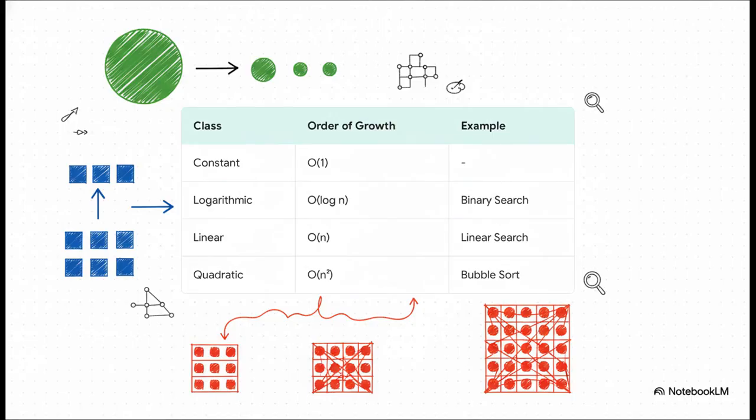The language we use for this is called Big O notation, and this chart gives a fantastic overview. At the top you have O of 1, or constant time. That's the dream. It takes the same amount of time no matter how big the input is. Then there's O of n, or linear time. That's our linear search from before. If the list doubles, the work roughly doubles. Make sense? But then, look down at the bottom. O of n squared, quadratic. That's where our bubble sort lives. Those nested loops mean the work grows way faster as the list gets bigger.